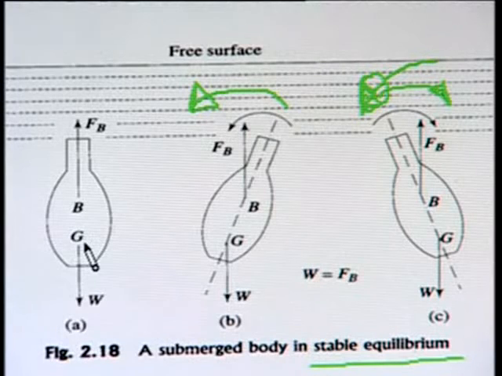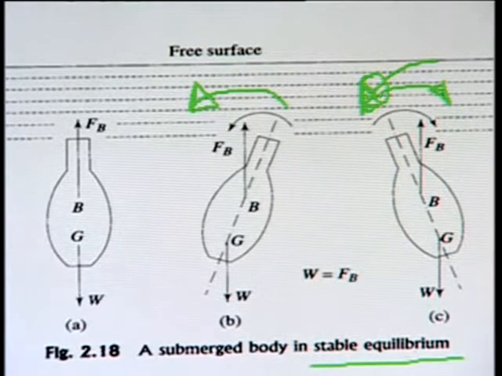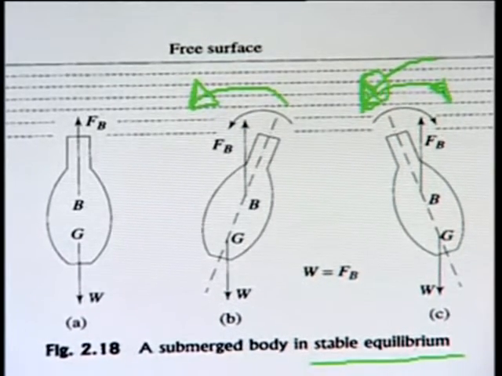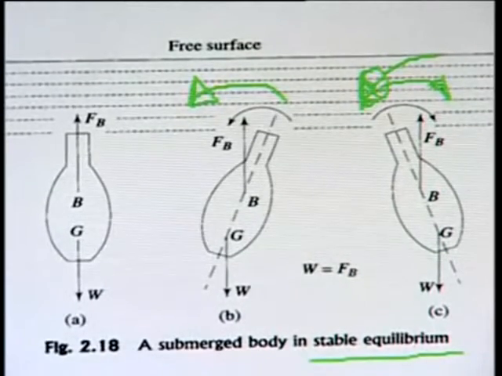Now we may have another kind of equilibrium. In the first case, when the buoyancy point B is above G, we have a body which is said to be in stable equilibrium condition. Now we may have another situation where G is lying above B. In this case, when G is lying above B, what happens when it gets tilted?